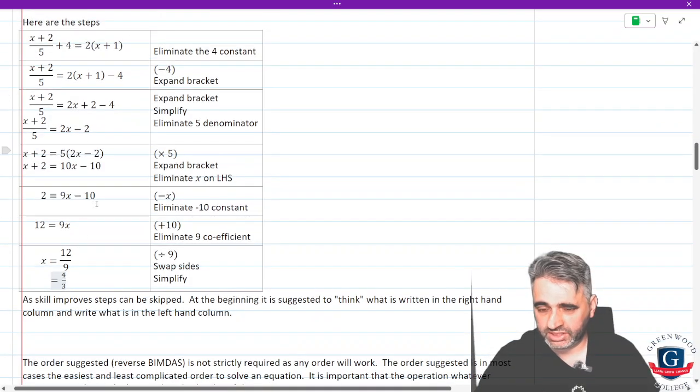Now, what I'm trying to demonstrate here is that as your skill improves, you can see where the steps can be skipped. You just don't want to be skipping them too soon. So once you're thinking in the way that I'm describing, then you can start to skip steps.